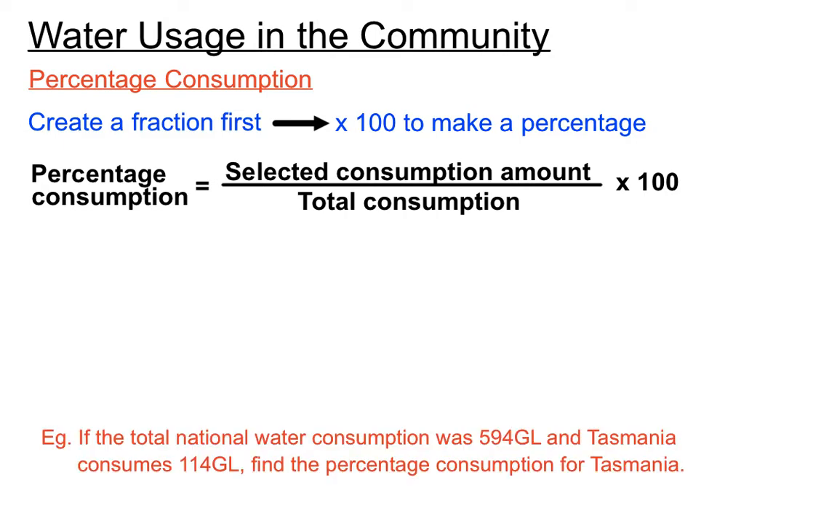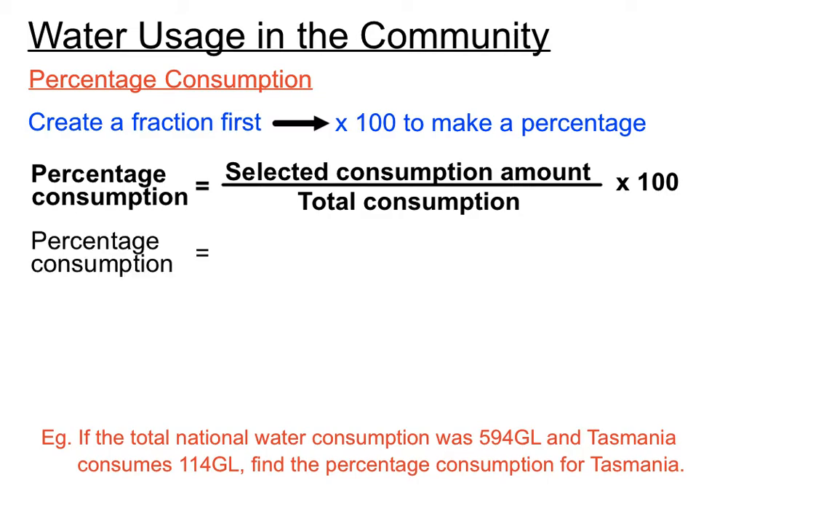This question asks, if the total national water consumption for the whole country was 594 gigalitres and Tasmania happened to consume 114 of those gigalitres, find the percentage consumption for Tasmania. Now we'll go for a fraction first, and there's only two numbers mentioned in this question, so it's fairly obvious how we're going to arrange this. We'll put the small number on top and the bigger number on the bottom to create our fraction, and then as a last step we'll multiply by 100 to turn that into a percentage consumption.